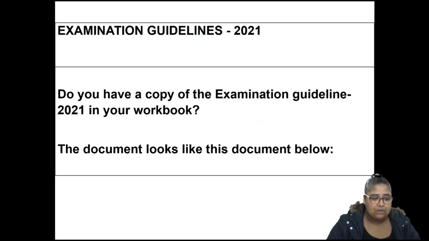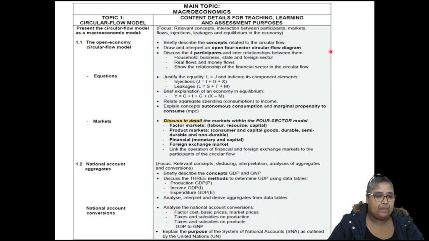So let's just have a brief look at what this document looks like, the examination guidelines. So basically how it's set out is, you'll see at the top it says macroeconomics. Your topic is in the first column, and in the second column it basically explains. Now, my tip to you would be, where you see it says discuss in detail, like it's highlighted here, that would normally tell you that this is an essay question, wherever it says discuss in detail, okay? So, for example, markets within the circular flow, that is an essay question. It says discuss in detail the markets within the four sector model. So if you do have the examination guidelines, those are the types of pointers you could look at to give you guidance as to what are essay questions and what not, okay?